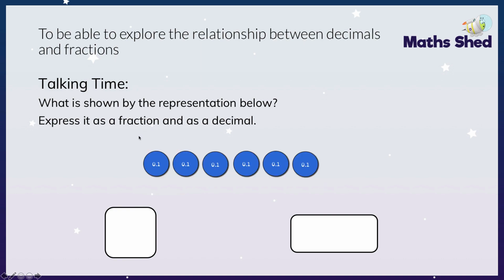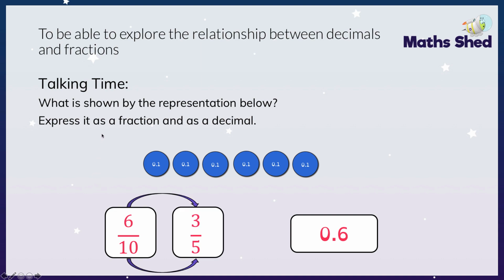Have a go at this one and think about, can it simplify? So we have 0.1, 2, 3, 4, 5, 6. We have 0.6, which would be 6/10. I can divide 6/10 to make 3/5.